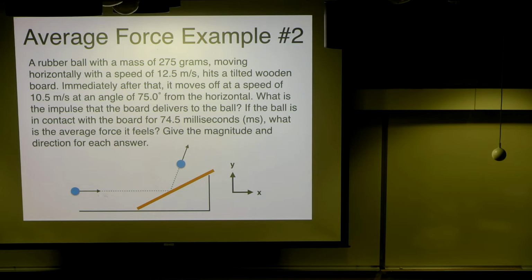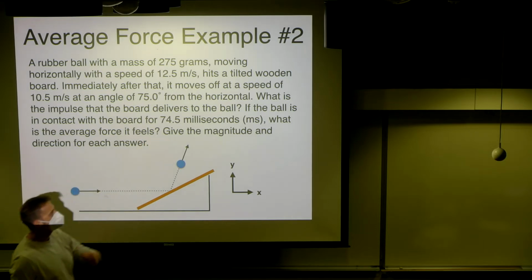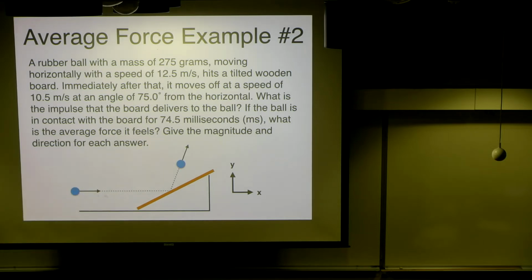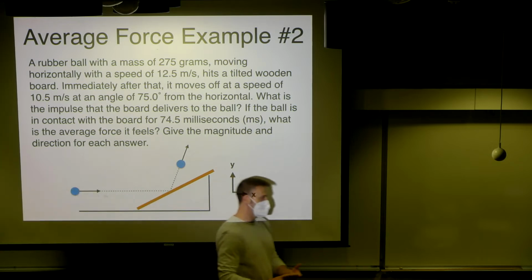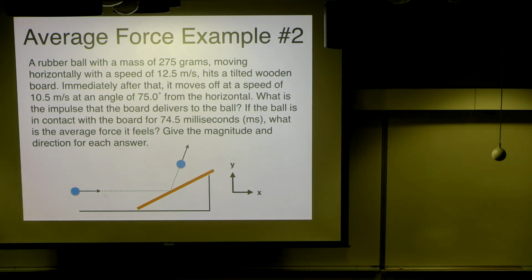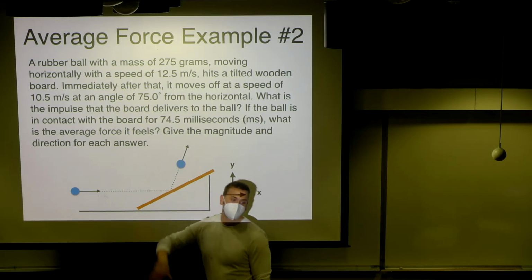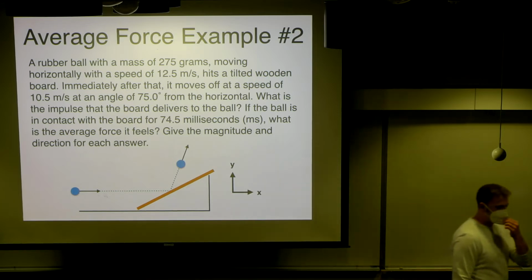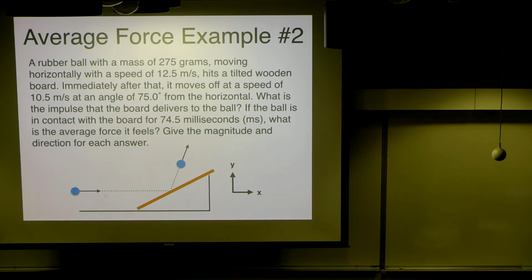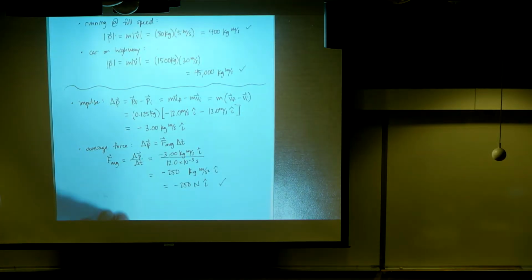Same set of questions. What is the impulse? What's the change in momentum here? And then assuming that the time, delta t, is 74.5 milliseconds, what is the average force? For each of these questions, we're going to give a magnitude and a direction. The magnitude, of course, is just how strong the force is. The direction is, if I were to express the angle of that force off the x-axis, what would that angle be? All right, so we're all clear on the setup? All right, let's do the math.